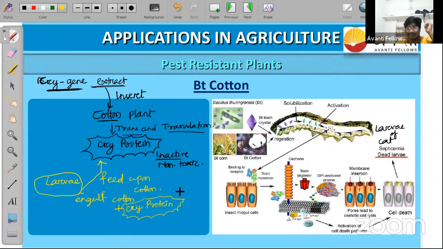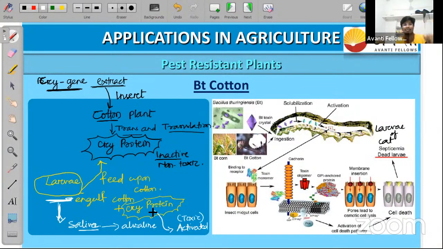And in the larva, what happens? The larva has some saliva. I told you in the beginning that the saliva present in the larva will be alkaline. If the saliva is alkaline, it means this crystalline protein will get activated now. And if it is getting activated, it means it is toxic. This will turn into a toxic substance.